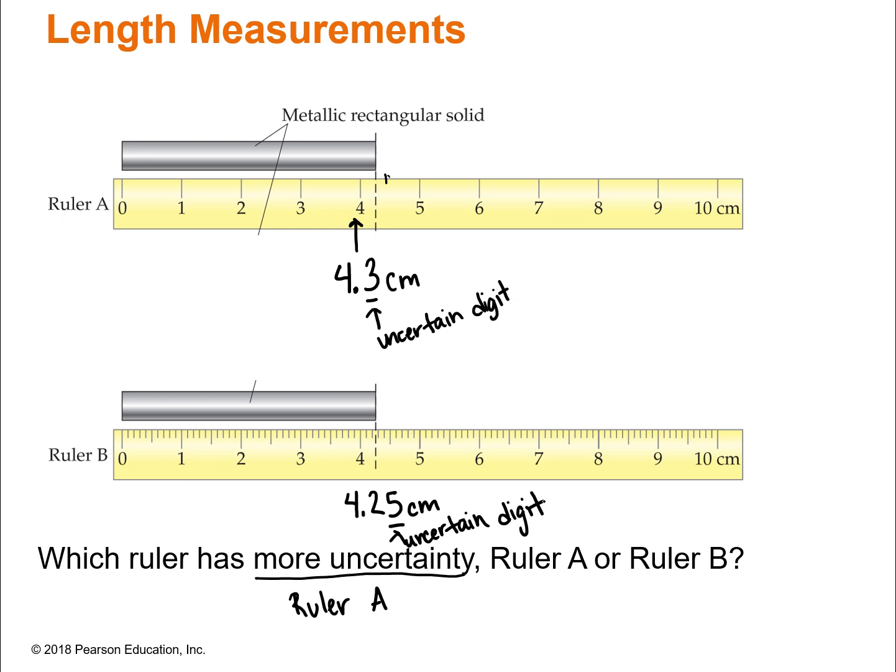So notice the difference here. We've got 2 sig figs from ruler A and 3 sig figs from ruler B. We'll do a little bit more practice in class, but I just want you to take a moment and make sure you see the difference between the two rulers and why ruler A is more uncertain. The other way to say it would be ruler B is more certain. So make sure you're familiar with that and you're comfortable with those terms.